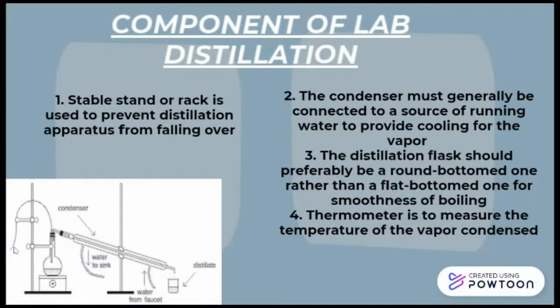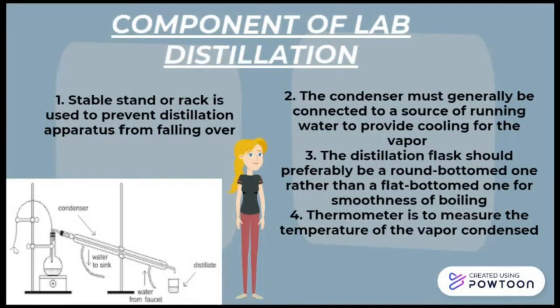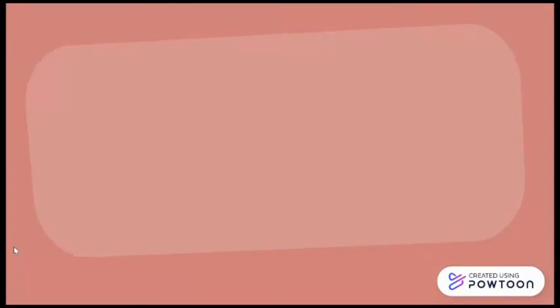Components of lab distillation. The first component is a stable stand or rack, used to prevent the distillation apparatus from falling over. Second, the condenser must generally be connected to a source of running water to provide cooling for the vapor. Third, the distillation flask should preferably be a round-bottomed one rather than a flat-bottomed one for smoothness of boiling. Lastly, the thermometer is to measure the temperature of the vapor condensed.